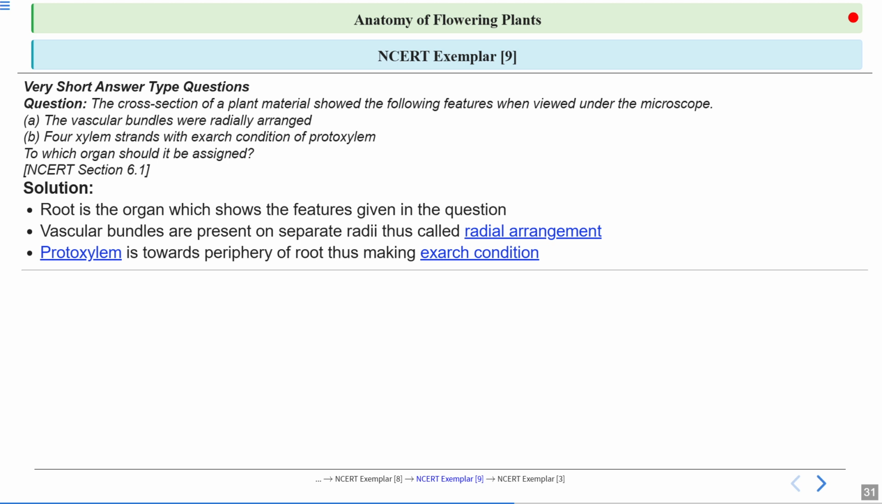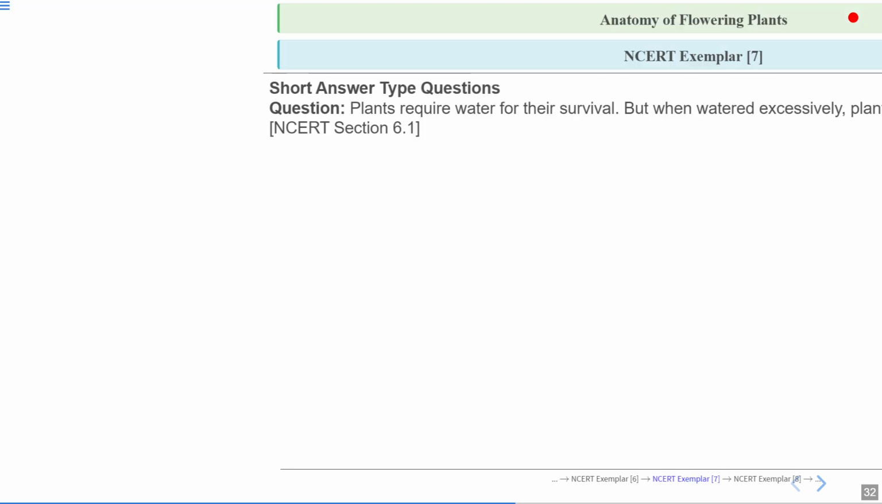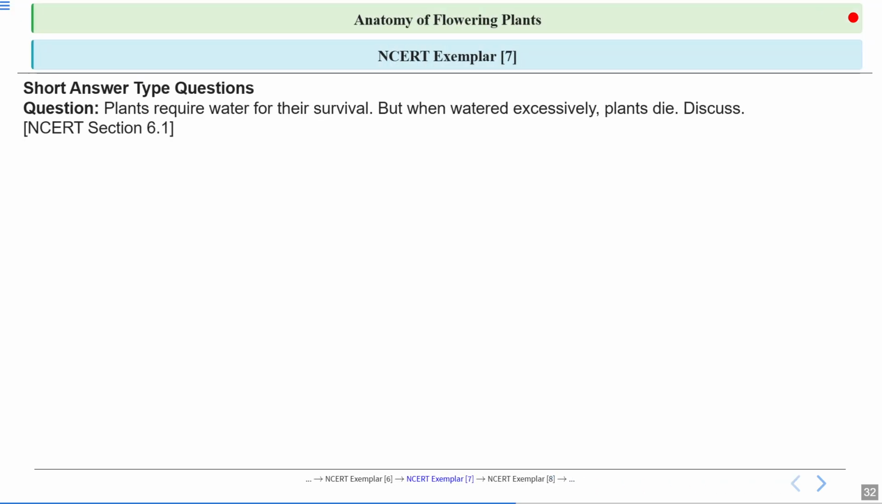Okay, let's move to the next question. Short answer type of question. Here we are going to answer the short answer type of question. Question 7. Plants require water for their survival, but when watered excessively, plants die. Discuss this. Very important question. This question is coming from the NCERT section 6.1.